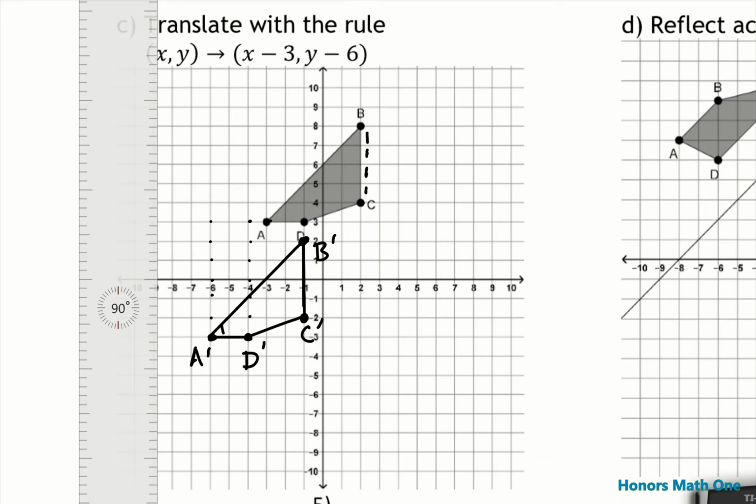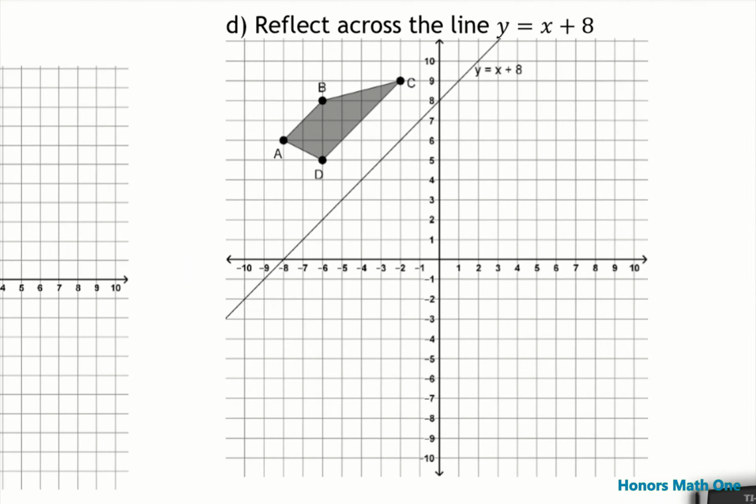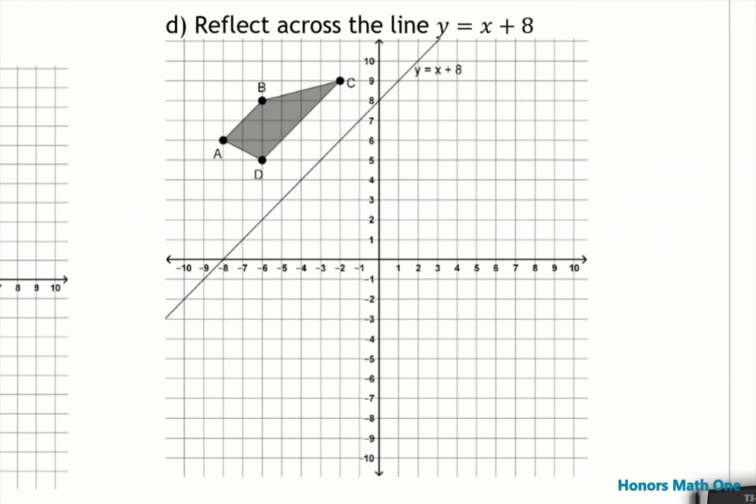So we end up with this polygon. This is what we get when we translate by taking all of our x values, decreasing by 3, and then taking the y values and decreasing by 6. So this is to the left 3 units and then down 6 units. And the final problem in this group is part D, and it asks us to reflect across this particular line.